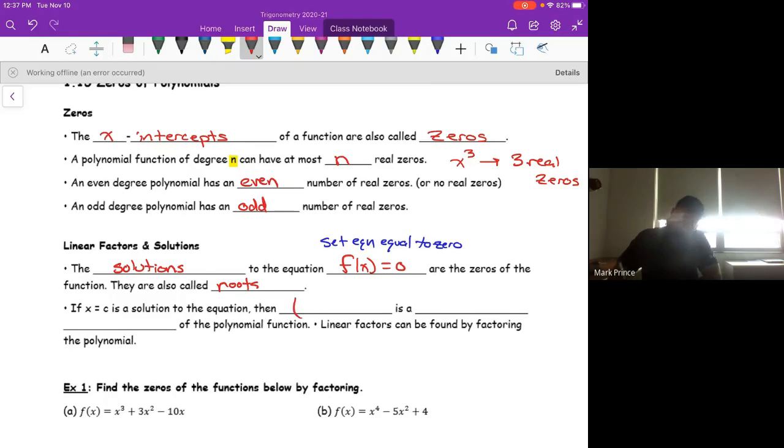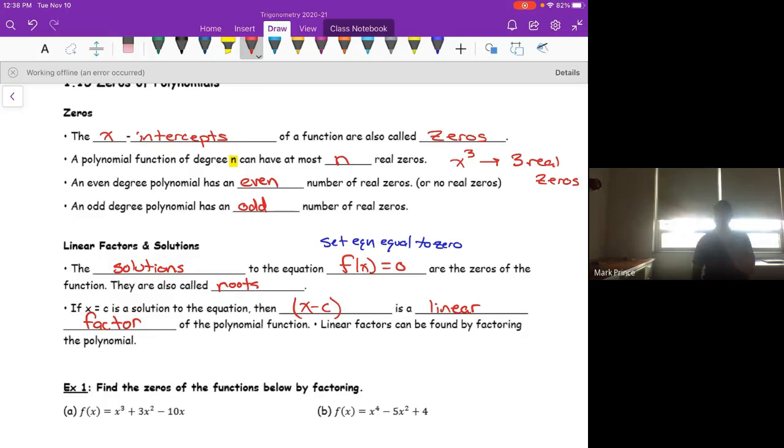Then the factor x minus c, we consider this a linear factor. And linear factors are found by factoring the polynomials. So basically what we're talking about right now is factoring the polynomials. So they're in their factored form, and we're going to set those factored forms equal to 0.